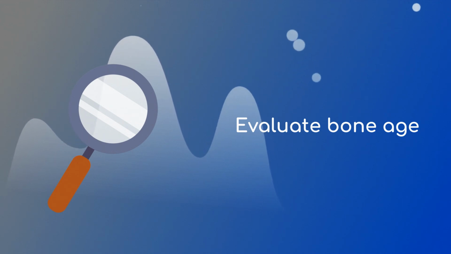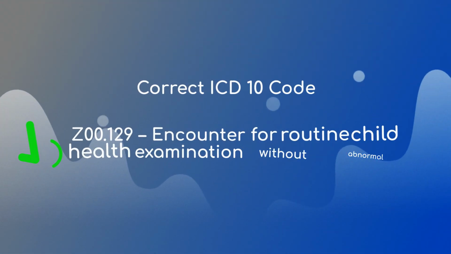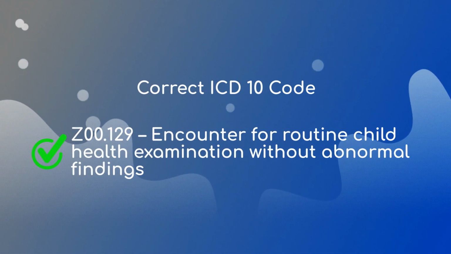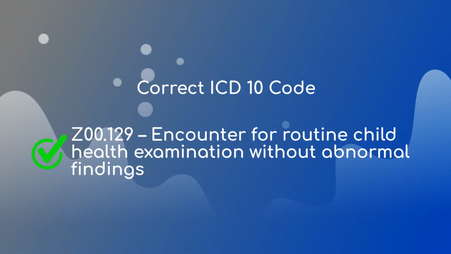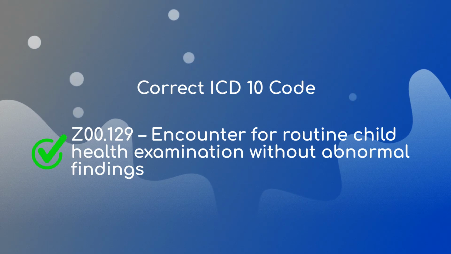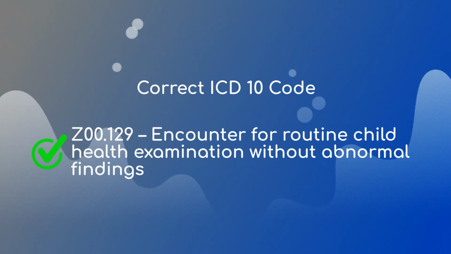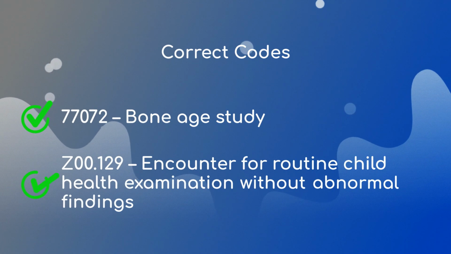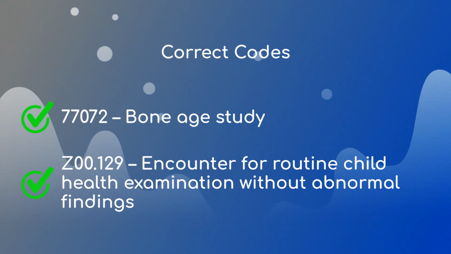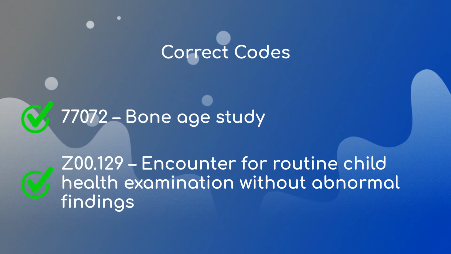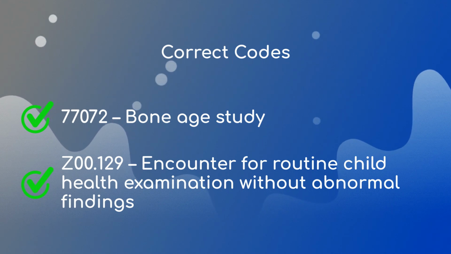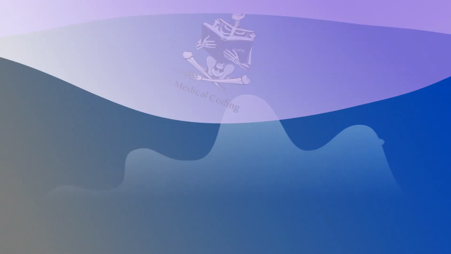In this case, because the radiologist determined skeletal development to be normal and no clinical concern was specified, the best match, until proven otherwise, is Z00.129, encounter for a routine child health examination without abnormal findings. Correct codes for this chart are CPT code 77072, Bone Age Study, ICD-10-CM code Z00.129, Routine Child Health Exam without abnormal findings.